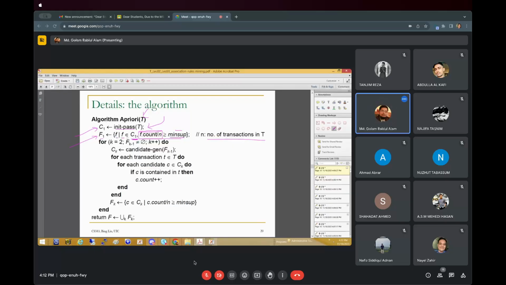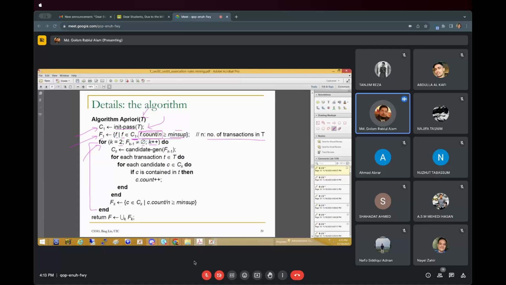Okay. So F, where F is a subset of C1. Now, to find out the F2, this is the loop for that. From k equal to 2, k is our frequent item set, and we increase k by 1, and while F k minus 1 is not equal to null, we just perform this loop. Okay, so this is the loop, and the end of the loop is here.